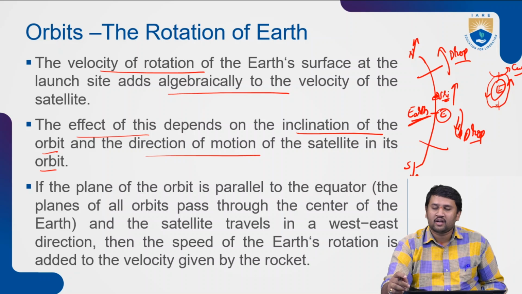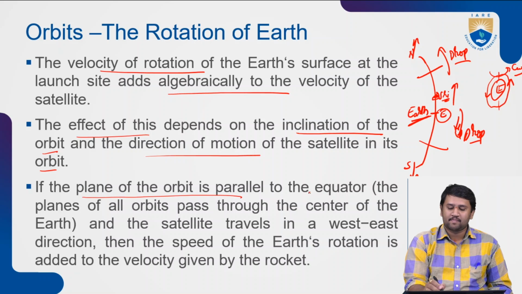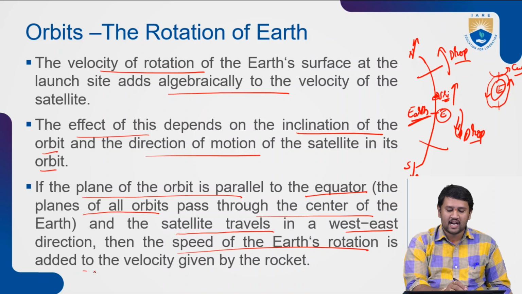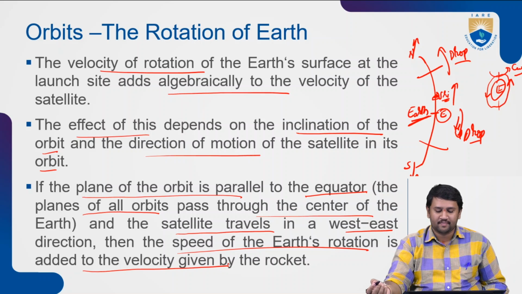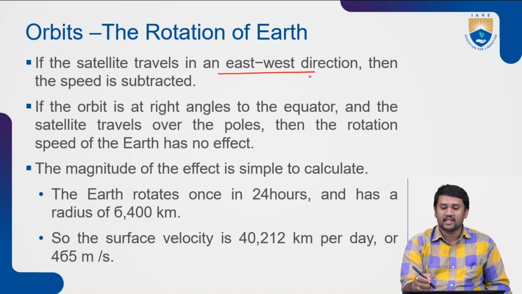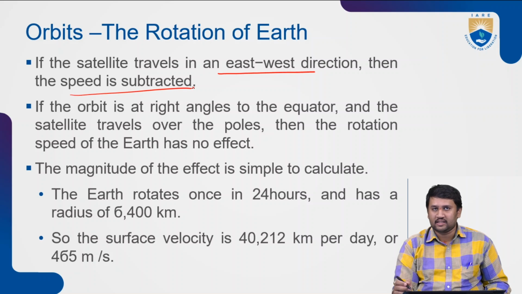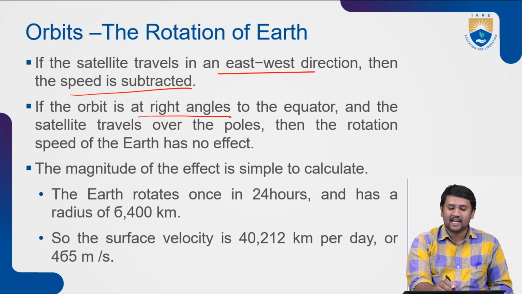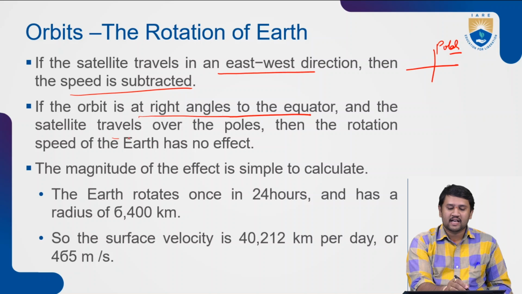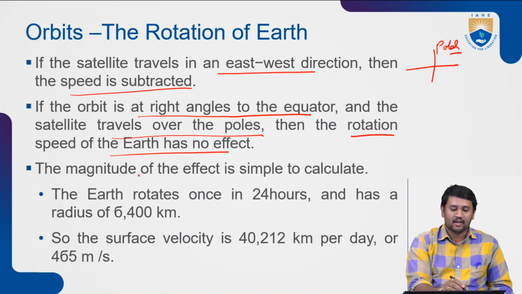In other words, if the plane of an orbit is parallel to the equator, the plane of all orbits passes through the center of the Earth, and the satellite travels from west to east, then the speed of Earth's rotation is added to the velocity given by the rocket. Whereas, if a satellite travels from east to west, which is the opposite direction, then the speed has to be subtracted. If an orbit is at right angles to the equator, which is a polar orbit, the satellite travels over the poles, and then the rotation speed has no effect on it, as we have discussed.